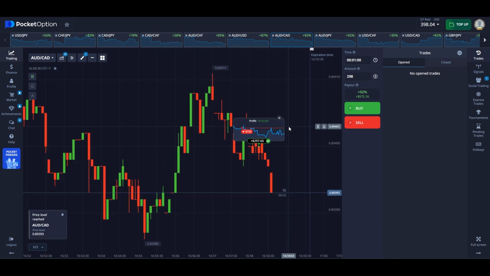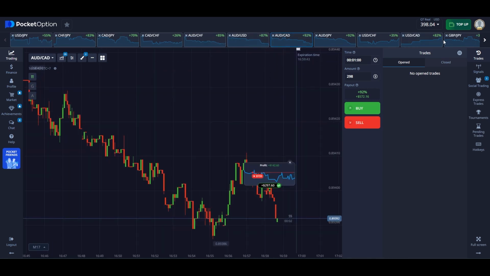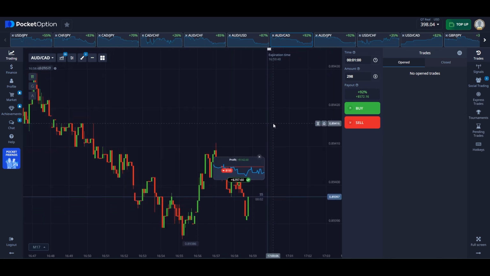Now, I suggest we quickly take a look at several trades in a row. I'll be carefully choosing only the best currency pairs and opening trades on new 5-second candles, so you can clearly see in the demonstration exactly how it all looks.